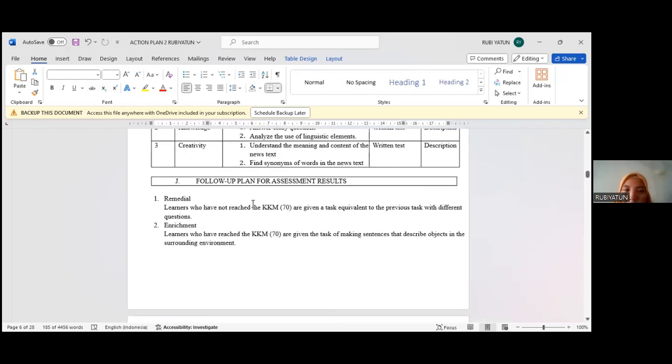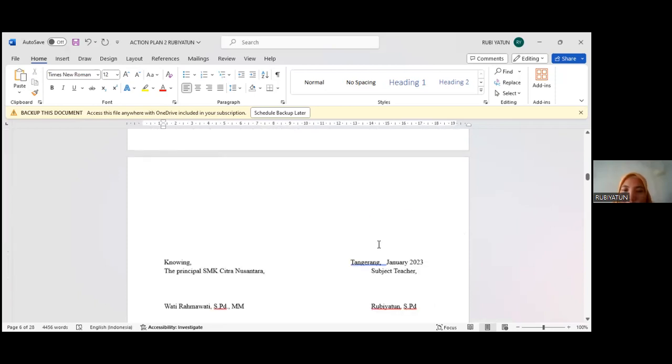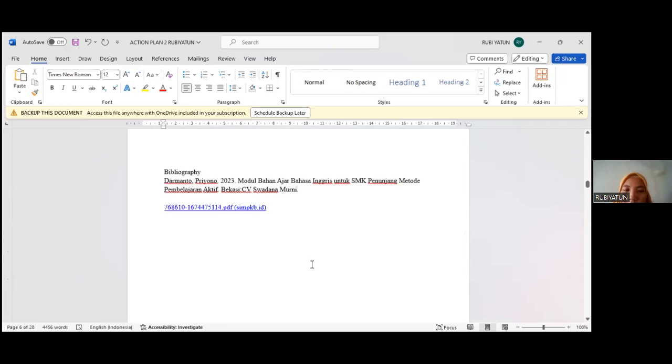And then follow up plan for assessment. Remedial: learners who have not reached the minimum criteria, for grade 12 it is 77, are given a test equivalent to the previous test with different questions. And then enrichment: learners who have reached the minimum criteria are given the task of making sentences that describe objects in the surrounding environment. And then this one is the bibliography.